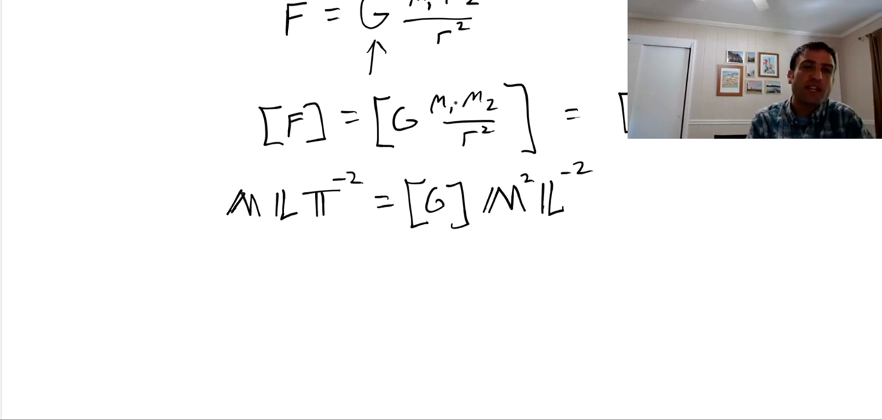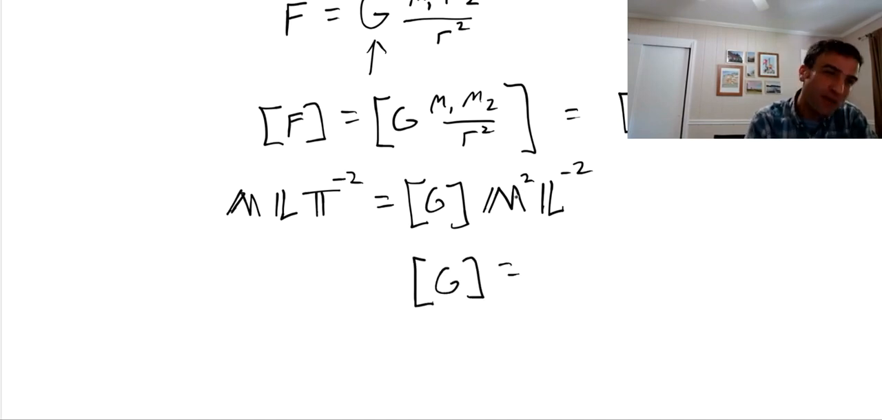And then remember, I can kind of treat dimensions in an algebraic way, so then I can solve for the dimensions of g. So I'm going to bring 2 powers of mass to this side, I'm going to bring 2 positive powers of L to the other side, and I'm going to end up with mass to the minus 1. The time thing stays the same, so that's going to be time to the minus 2 times L to the 3.